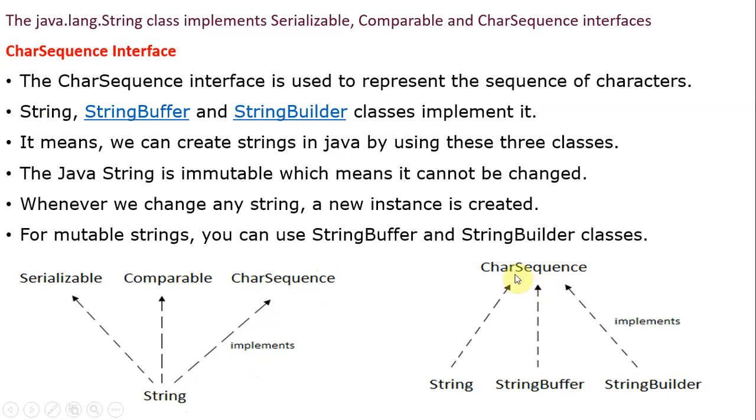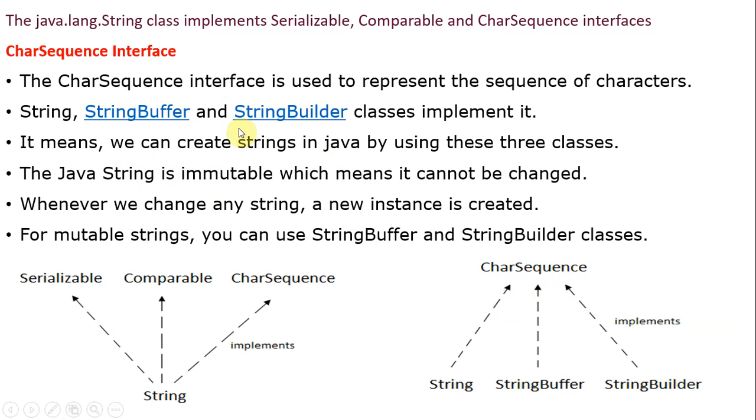StringBuffer and StringBuilder are classes that implement it. So in CharSequence we have StringBuffer and StringBuilder classes. All these three implement only CharSequence. So these are the interfaces. The String class implements these three, and we have two more classes, StringBuffer and StringBuilder. Those all three implement the CharSequence interface.